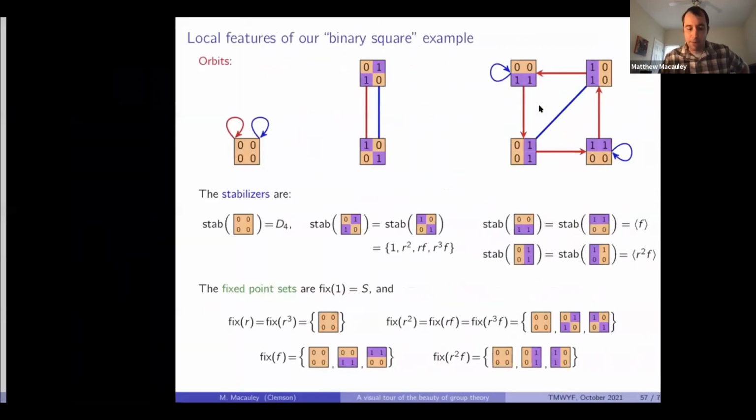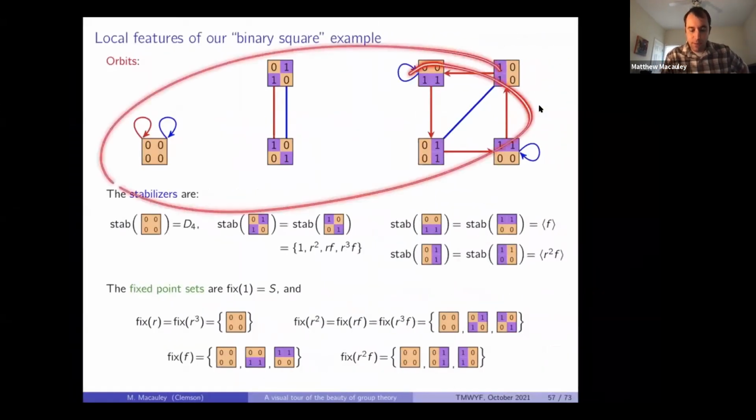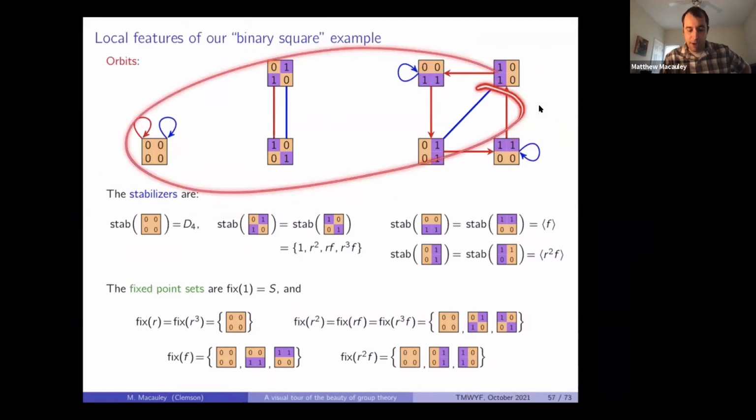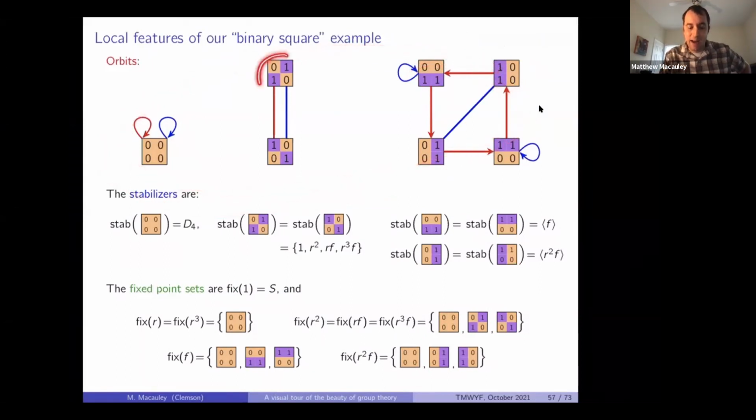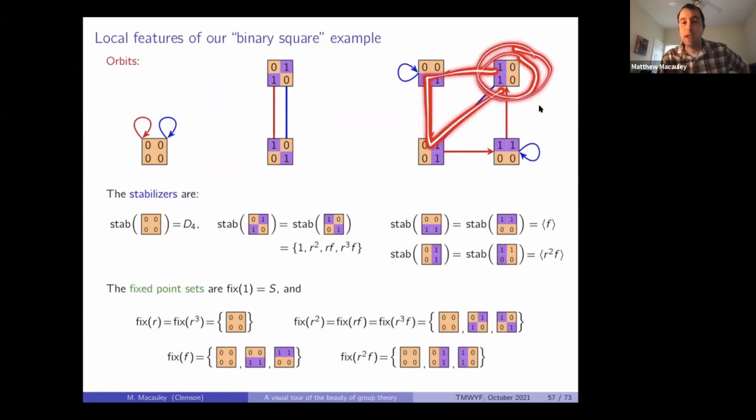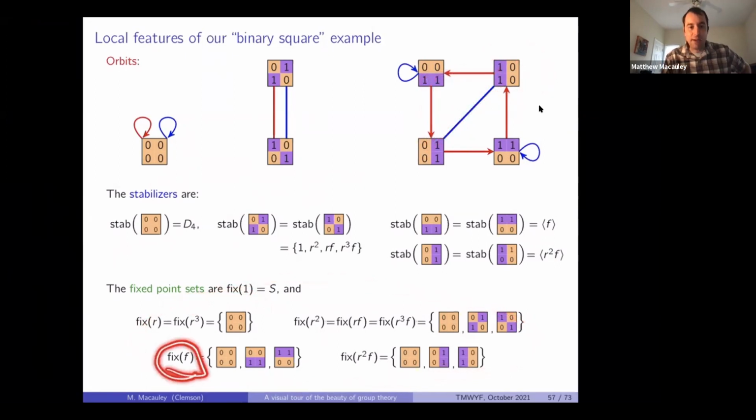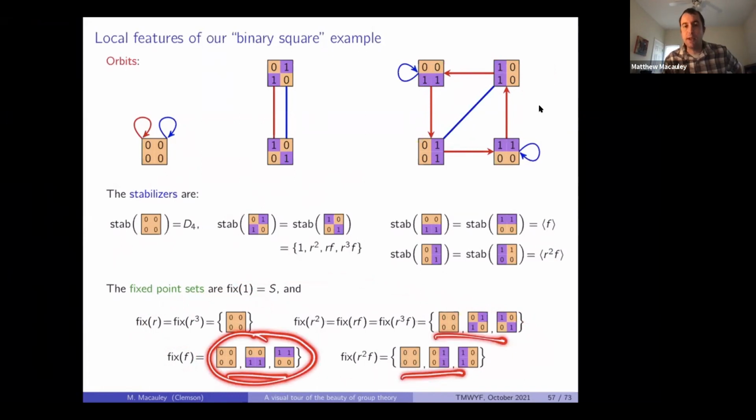So here are some examples. Here are the orbits. It's fun to go through here and look at the stabilizer. So what elements fix this guy? Well, the identity does, but also if you rotate and flip, you end up back here as well. And then the fixed point sets. So what's fixed by a flip? Flipping vertically or horizontally fixes these three things. So these are the fixed point sets.